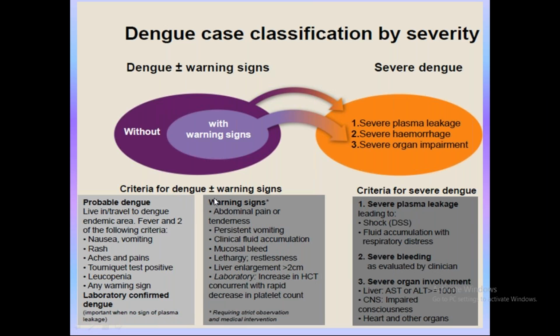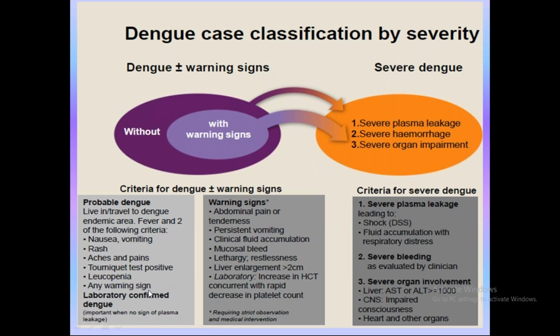So, criteria for dengue with or without warning signs. When you say probable dengue, it means the child or person is living in a dengue endemic area, or has traveled to a dengue endemic area, and fever is present, and any two of the following criteria are there: nausea and vomiting, an erythematous rash, body pains, muscle pains and joint pains, a positive tourniquet test, leukopenia, and any warning sign. That is probable dengue.